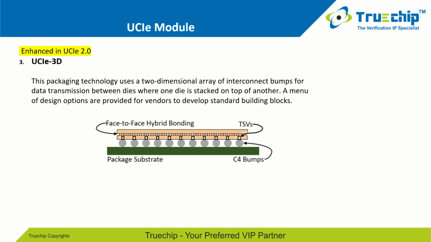So there is UCIe 3D, which is enhanced in UCIe 2.0. This packaging technology uses a two-dimensional array of interconnect bumps for data transmission between dies, where one die is stacked on top of another die. A menu of design options are provided for vendors to develop standard building blocks.